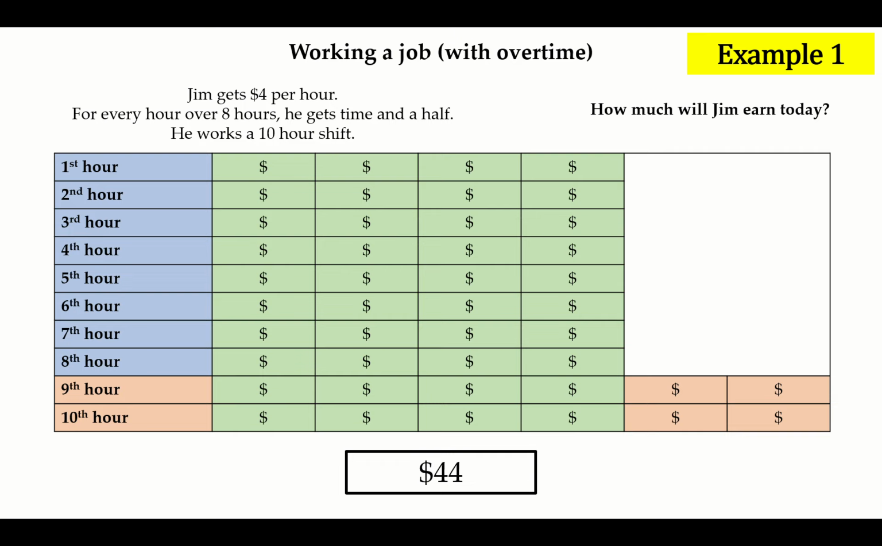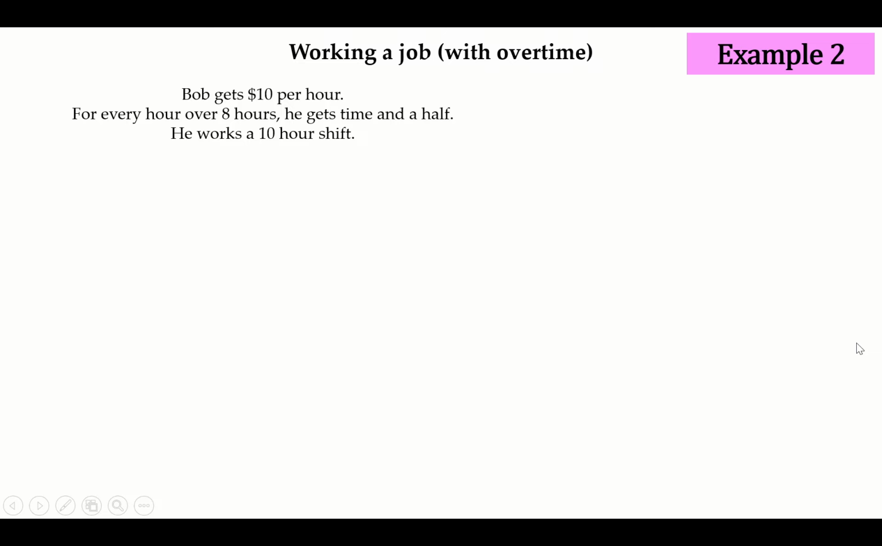If you pause the video and count up all of these greens and oranges, that's the number. That's how many dollars you get. You get $44. Cool. All right, let's go on to example number 2.